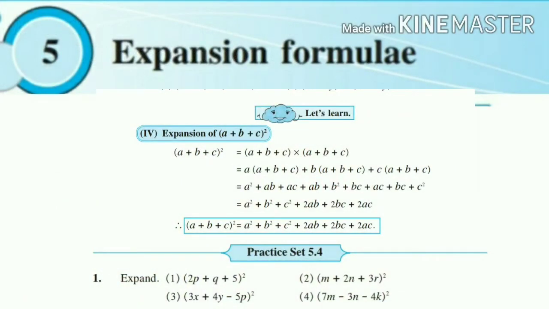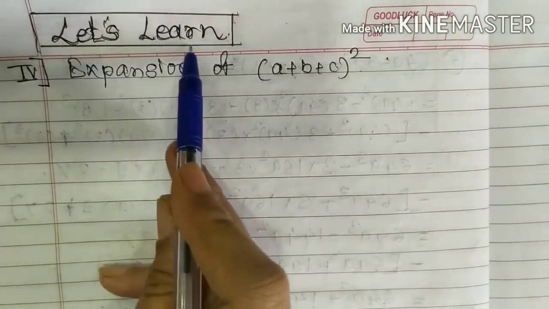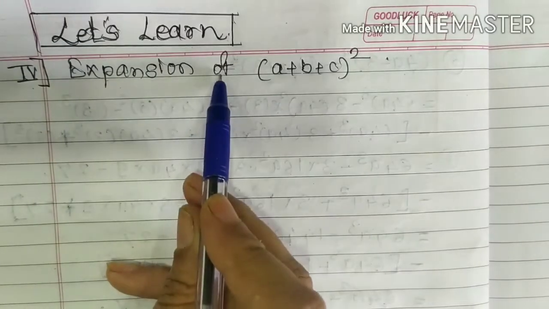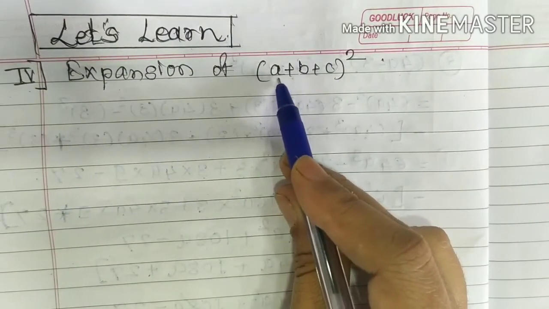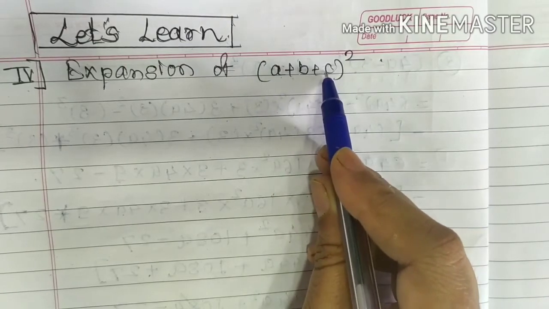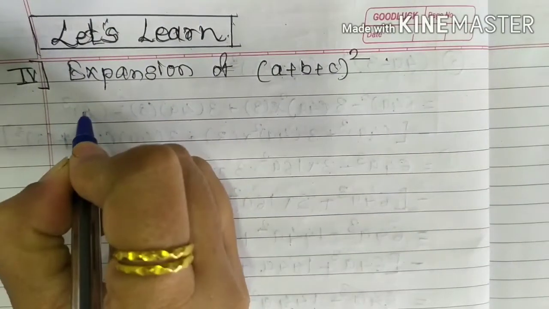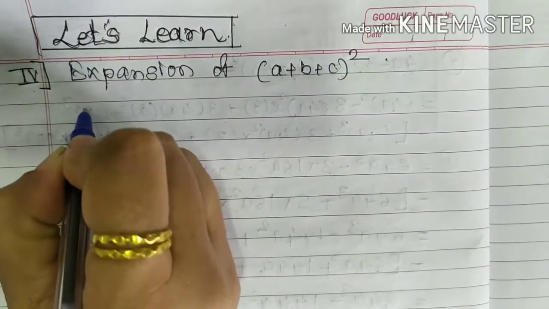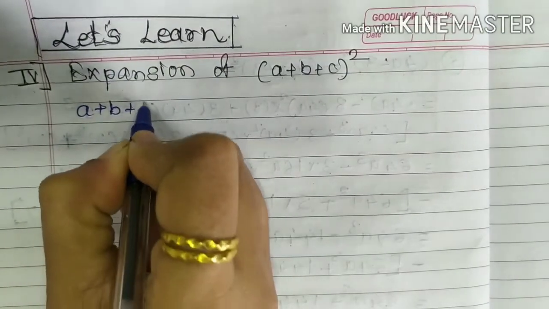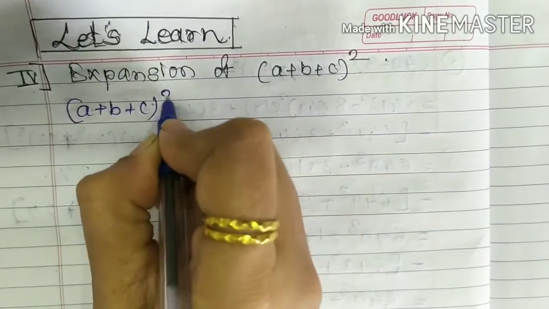Chapter 5, Expansion Formulae. Let's learn the formula (a + b + c) whole square, and question number 1 in practice set 5.4. Let's learn the fourth expansion formula, that is (a + b + c) whole square. So how do we expand this (a + b + c) whole square?